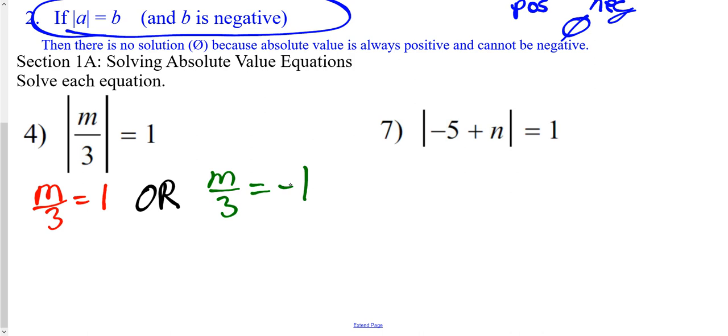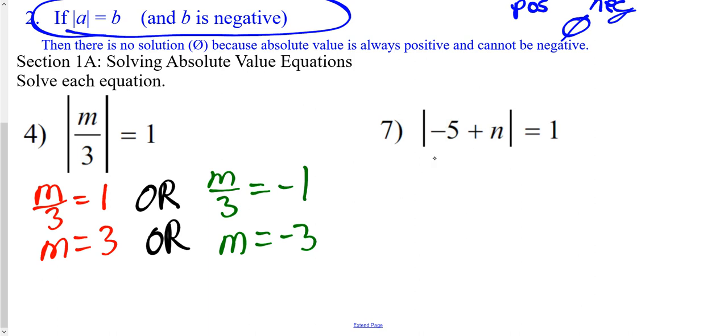So to get rid of dividing by 3, you multiply both sides by 3, and then you get m is equal to a negative 3. And then we got to do the same type of thing on the red. Multiply both sides by 3 to get rid of that dividing by 3. And we get this. These are both of your answers. So we're going to do that on the next one.